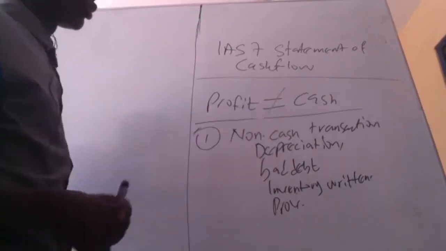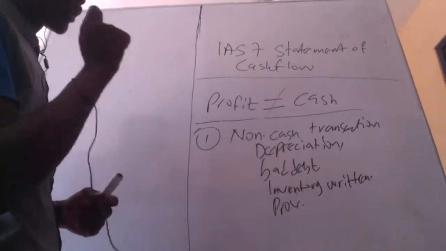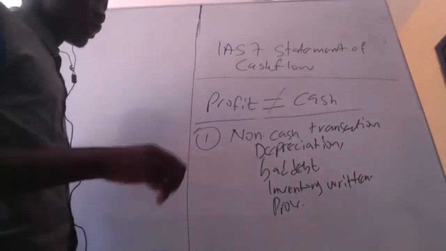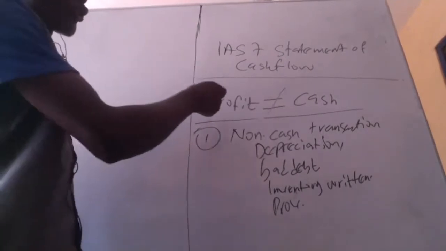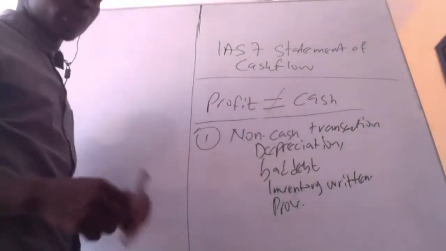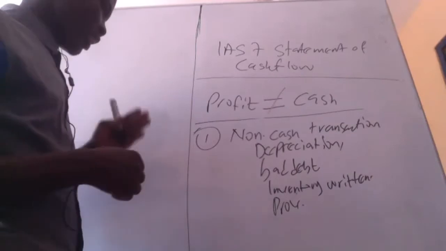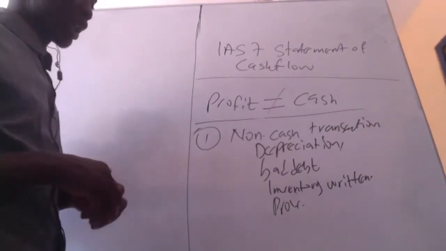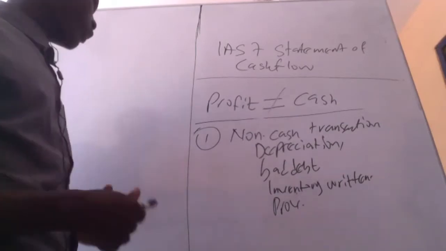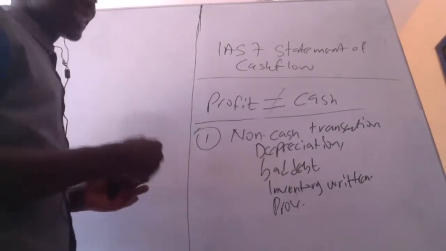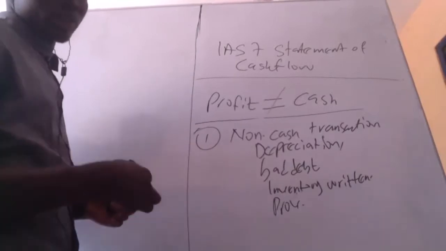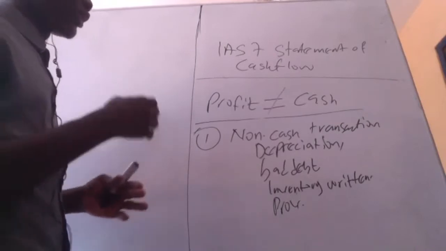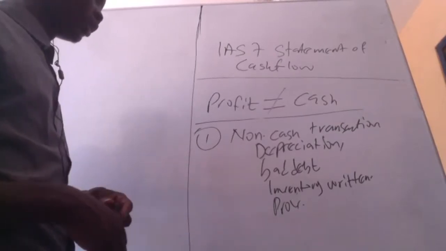And sometimes in some transactions, though there was cash, the figure that we are going to record for the cash element is materially different from the profit. You can have something like profit or loss on disposal. When you calculate the profit or loss on disposal, it might not be the same as the actual cash that you received. There will be a difference, and this can also cause a difference between your profit and your cash.